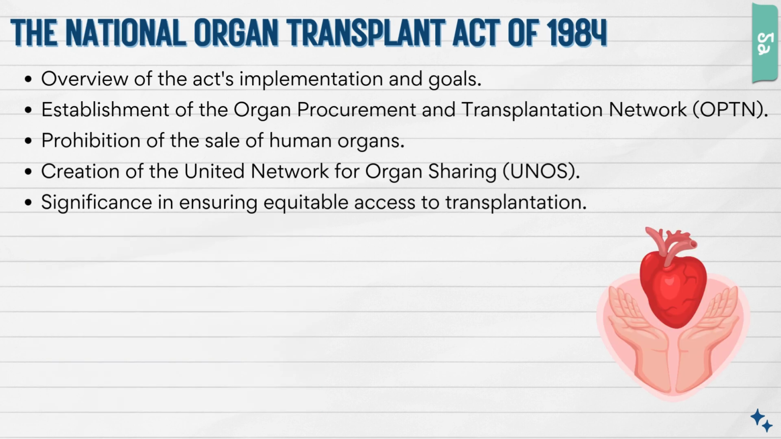Okay, so the National Organ Transplant Act of 1984. This was an important legislation that was passed in really supporting organ transplantation in the United States. It was enacted to address the growing need for organ transplants and also the ethical concerns that people had surrounding organ donation. One of the main goals of the act was to establish the Organ Procurement and Transplantation Network, OPTN, which ensures that organs are distributed based on medical criteria rather than factors like race, financial wealth, and social status. This act also explicitly prohibited the sale of human organs.